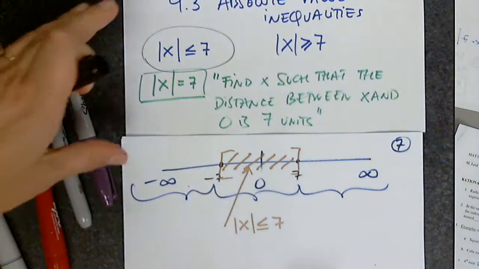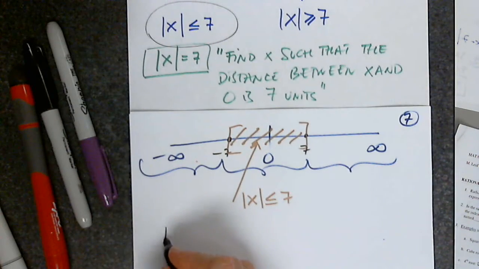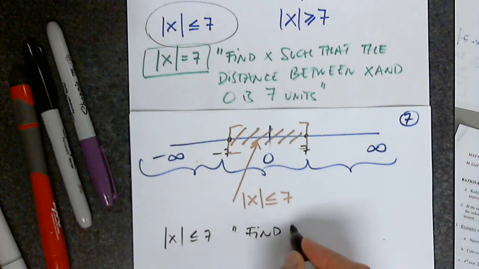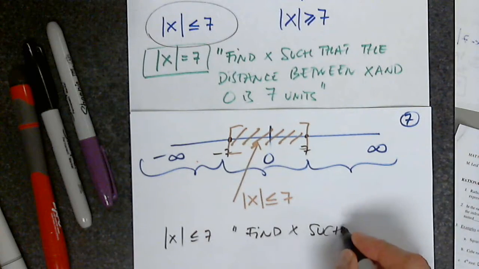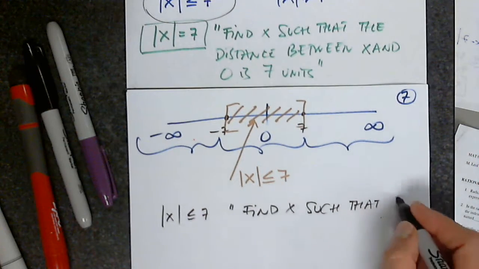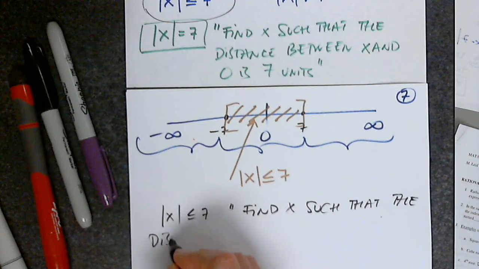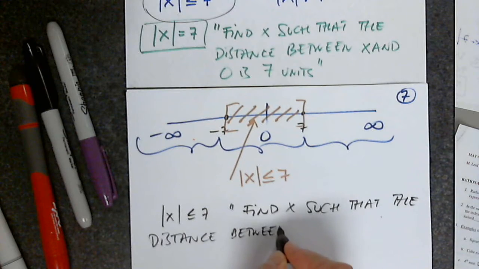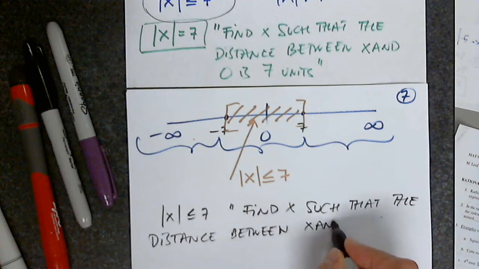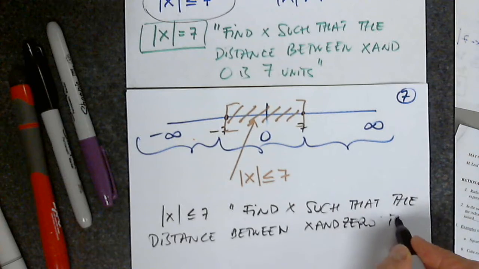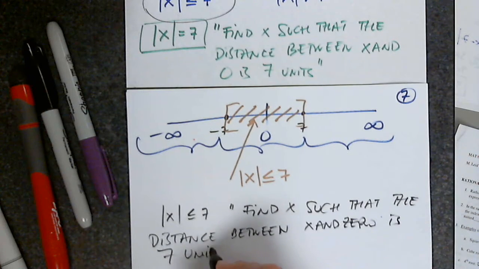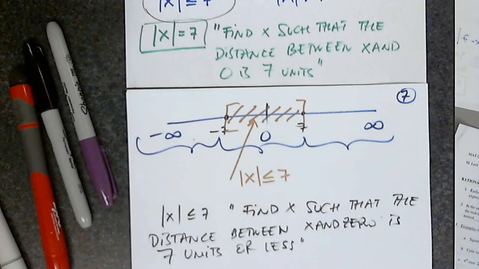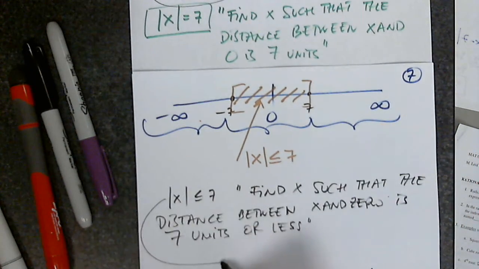So let me write this for you here. This means find x values, of course, such that the distance between x and 0 is 7 units or less. Now the question is, how do I write the solution?